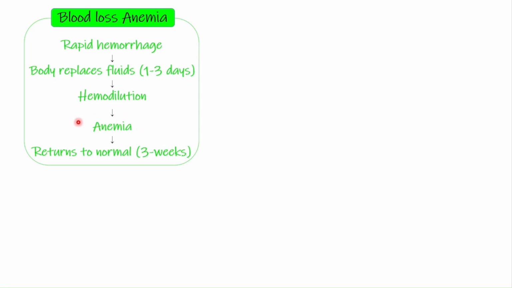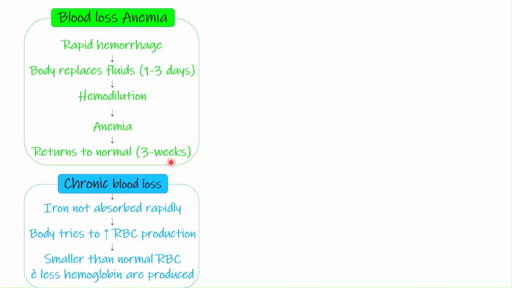But this anemia will return to normal in 3 to 6 weeks, because the body will start to produce more erythropoietin and will start to generate more RBCs to compensate for the loss. So this is in the case of acute loss.